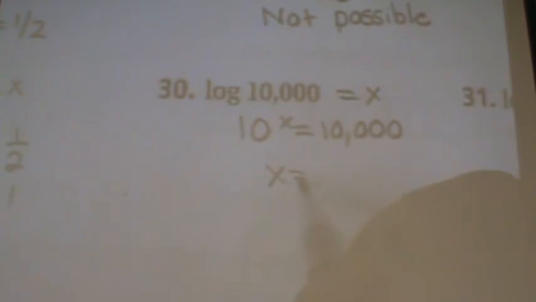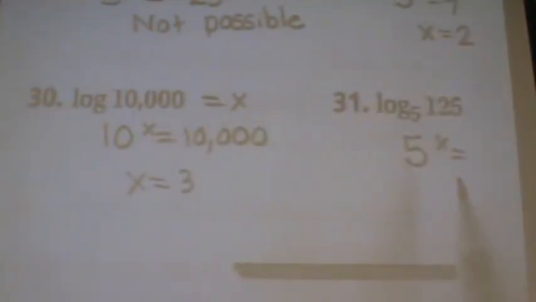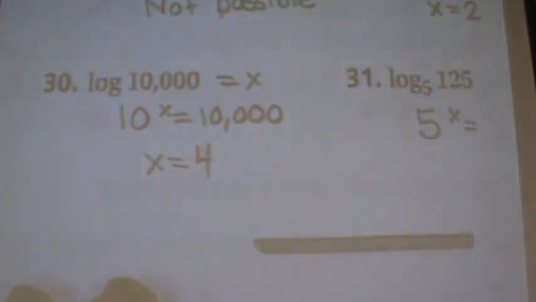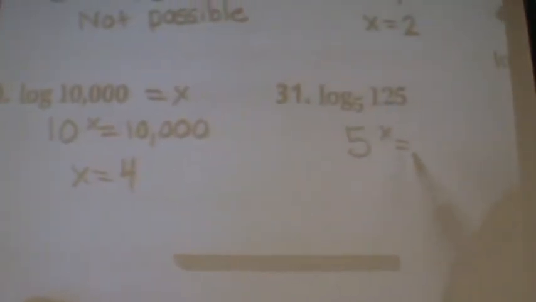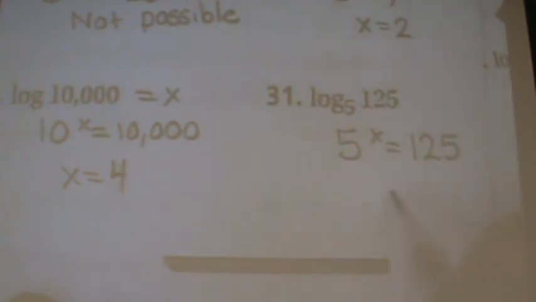30? What's the base? 10 to what power is 10,000? 3. It's 3. And 31. 5 to what power? It's 4. Oh, it's 4. I'm lying. Yep, it's 4. 4 zeros. You count the 0. 1, 2, 3, 4. And the last one. 5 to what power is 125? And it's 3.